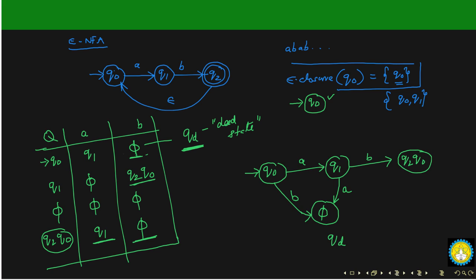Now I have to draw the transitions from Q2 Q0. From the transition table, you can see that Q2 Q0 on A is going to Q1. You can see it here. So Q2 Q0 on A goes to Q1, and Q2 Q0 on B goes to the dead state. So we can represent it here. You have to be very careful in this.